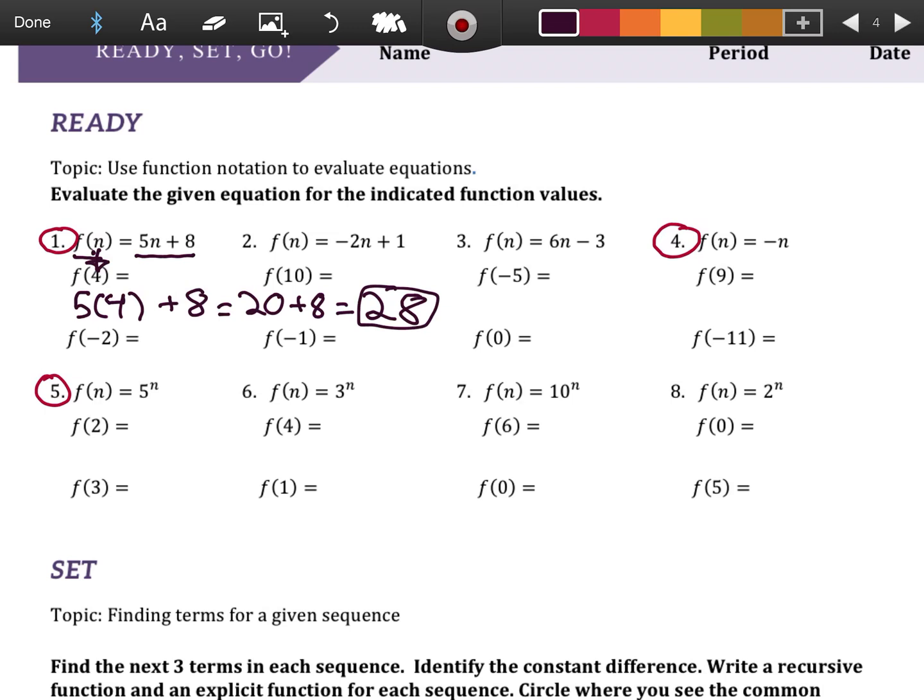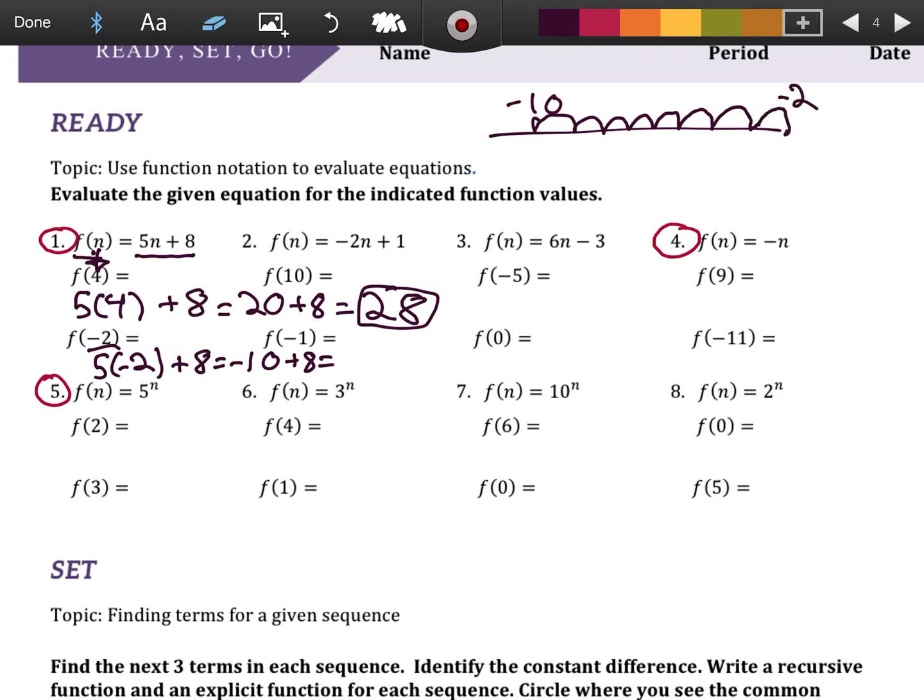So I know that I'm evaluating now -2. So instead of n, putting -2. 5 times -2 gets us -10. If we add on 8, starting with -10, sometimes the visual helps here. If I start at -10 on the number line, and I hop once, twice, 3 times, 4 times, 5 times, 6 times, 7 times, 8 times, I'm at -2. It's a -2. Boom. Hopefully you got that.